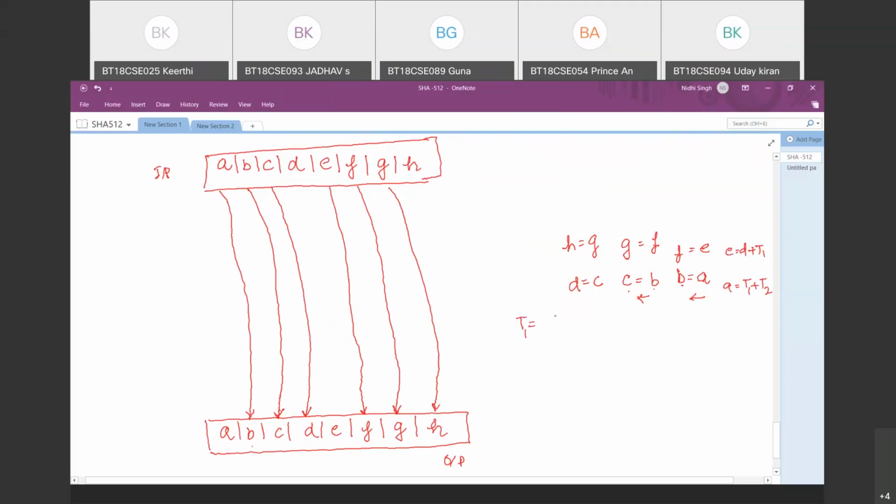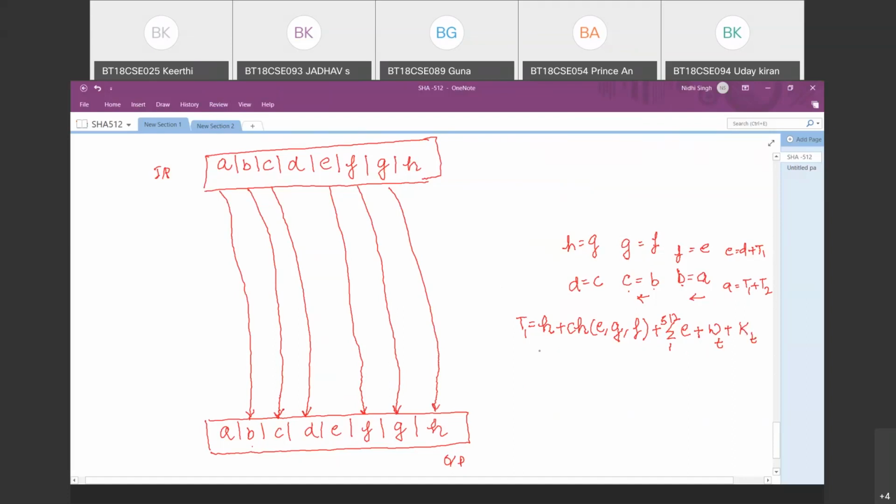So T1 will be calculated as the value of H plus condition function CH have to be applied over the buffer values of E, F and G plus sigma operation from 1 to 512 bits over the buffer value of E, then the word value that is generated from the message word generation say, and KT. What is KT? KT is my constant value that I told you that we have to use the 80 constant value in the hexadecimal format, right?